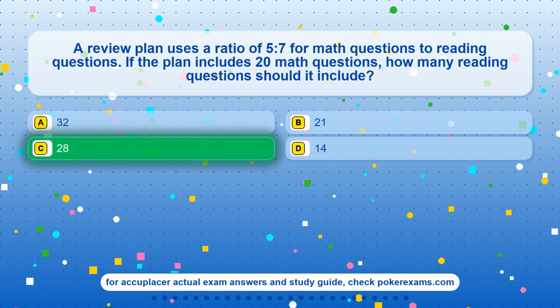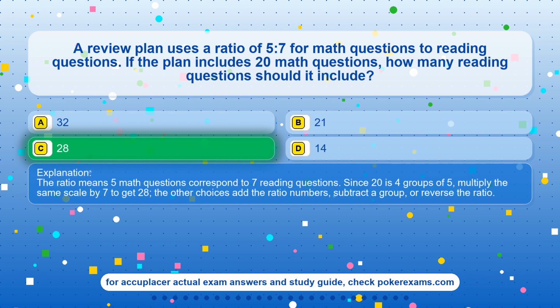The correct answer is option C, 28. The ratio means 5 math questions correspond to 7 reading questions. Since 20 is 4 groups of 5, multiply the same scale by 7 to get 28. The other choices add the ratio numbers, subtract a group, or reverse the ratio.